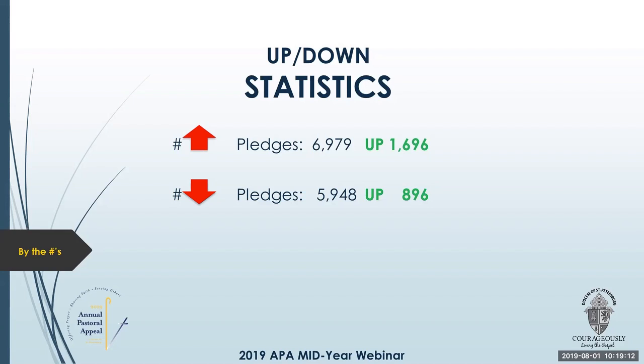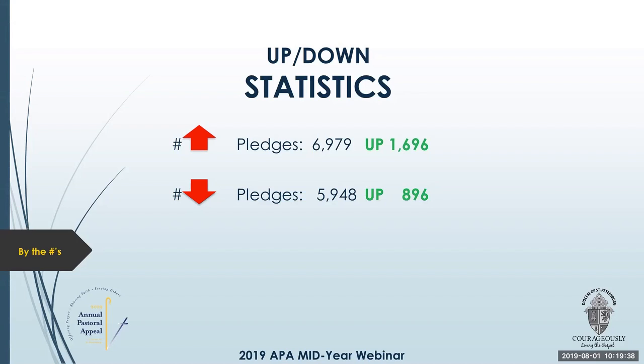But on the flip side, their amount of increase is lower overall. In 2017, we saw increases, those who increased their gift increased it to the tune of over $1 million. We're down to about 750,000 in 2018, and now in 2019 to 700,000.